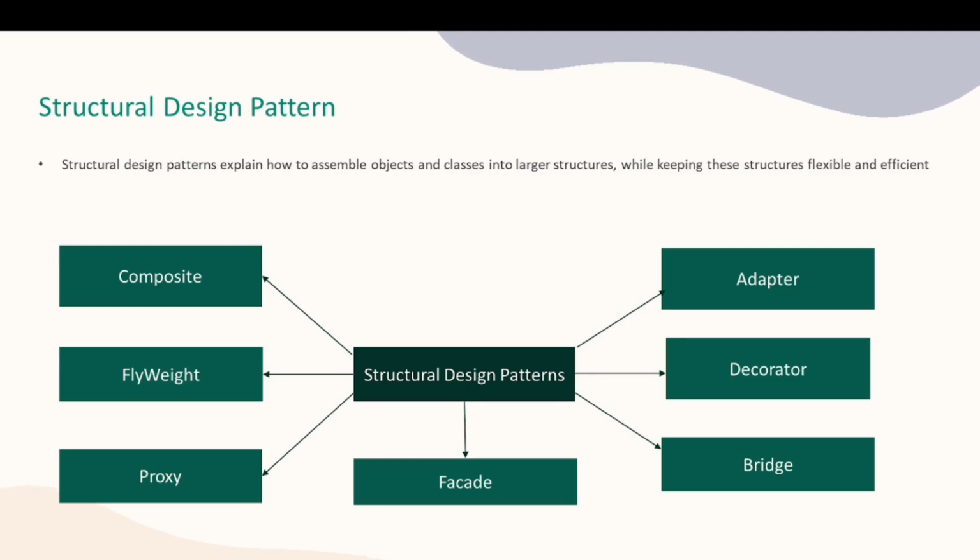Now, structural design patterns. Structural design patterns explain how to assemble objects and classes into larger structures. These are the seven structural design patterns: composite, flyweight, proxy, facade, adapter, decorator, and bridge. In this video, we will go through the adapter and decorator design patterns.